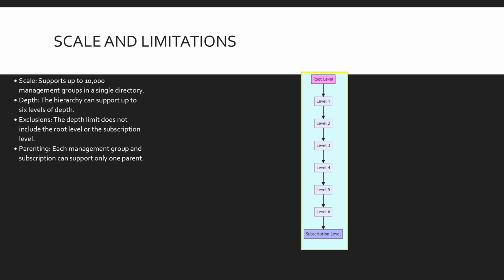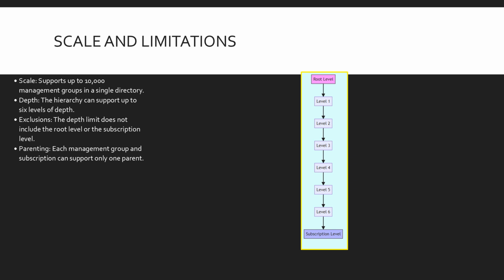While powerful, management groups have architectural limits you must plan for. A single directory can support up to 10,000 management groups. Regarding the structure, your tree can support up to 6 levels of depth. It is important to note that this limit of 6 levels does not include the root level at the top or the subscription level at the bottom. Finally, remember the hierarchy rule. Each management group and subscription can support only one parent, ensuring a strict tree structure without complex circular logic.